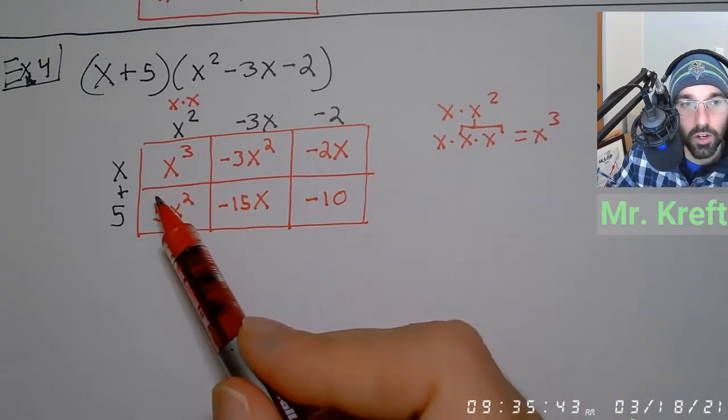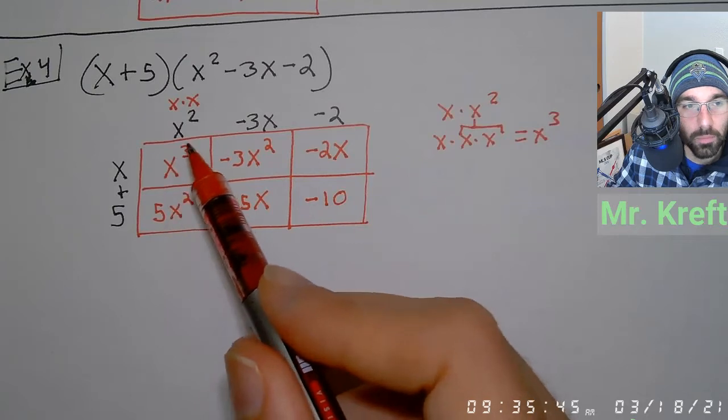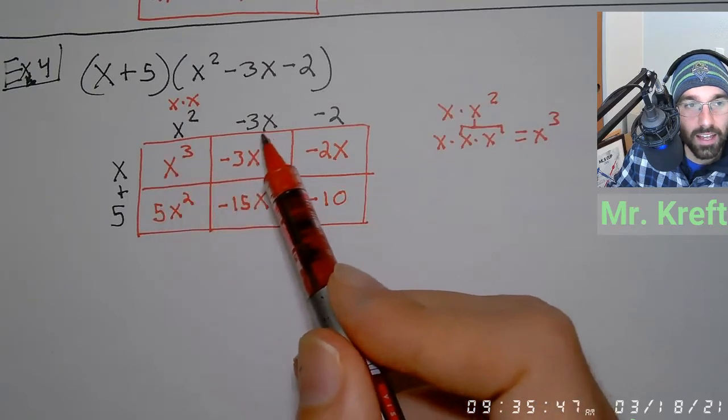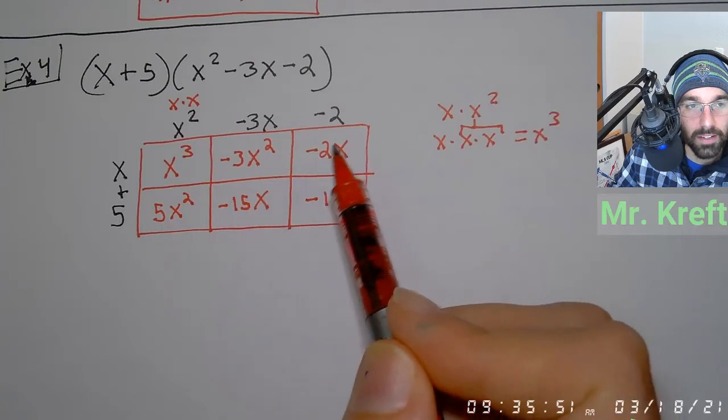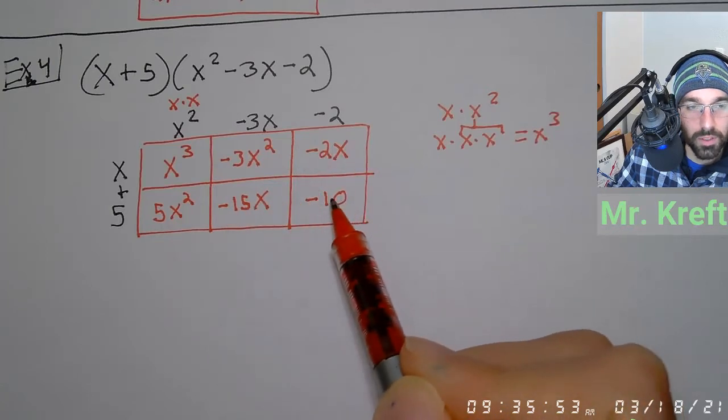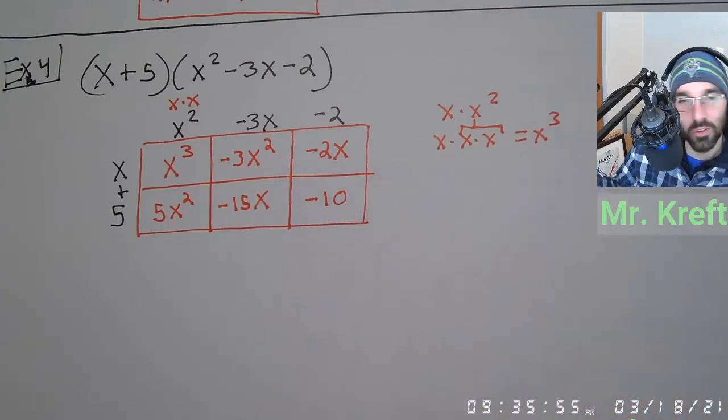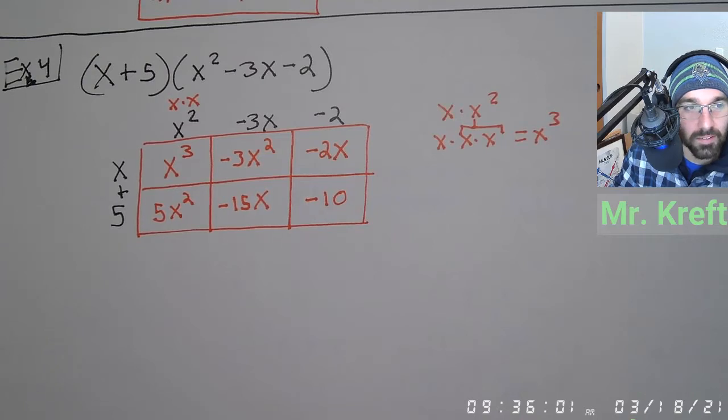And then I have 5 times negative 2 is negative 10. And notice, guys, there's patterns. I hope you see the patterns, right? So here's my cube. And then this diagonal is my squares. And then this diagonal is my x's. And then here's my whole numbers, right? So that's always a cool little pattern you can look for. And we'll talk more about that pattern when we work backwards.